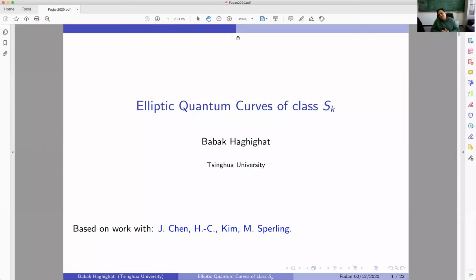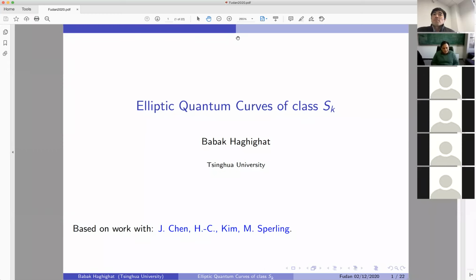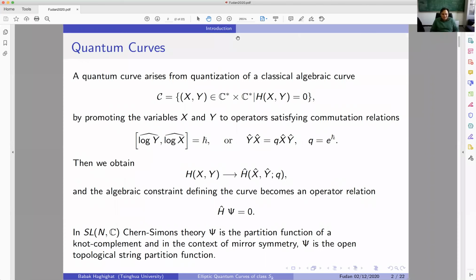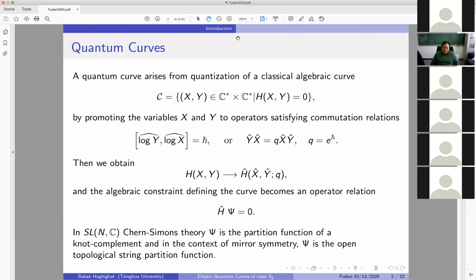I see. Okay. So this is based on work with Jin Chen and Marcos Sperling, who are here at Tsinghua, and also Hee-Chul Kim. So let me then begin. The main subject of this talk are, as the title suggests, quantum curves. In order to describe these, I would first have to start with normal algebraic curves.